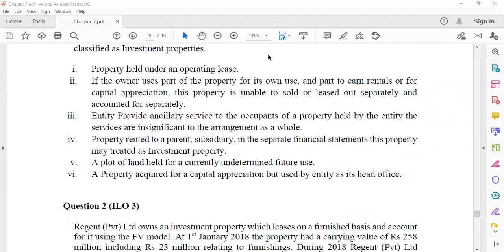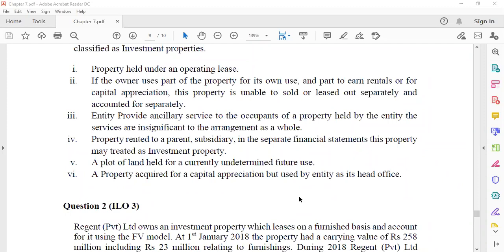Yes, it says that it's an investment property. Yes, very correct. It's an investment property. Good. Then we have the final one, a property acquired for capital appreciation, but used by the entity as its head office. You have acquired the property initially with the intention of capital appreciation. So that is your purpose. But after some time, you started to use that as your head office. Then you can see that there is a kind of transfer situation.